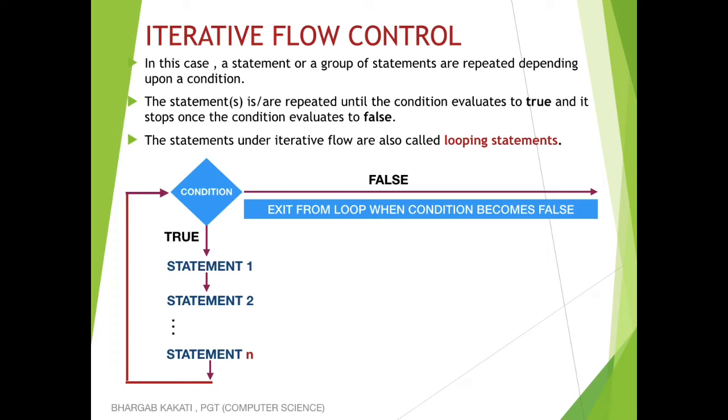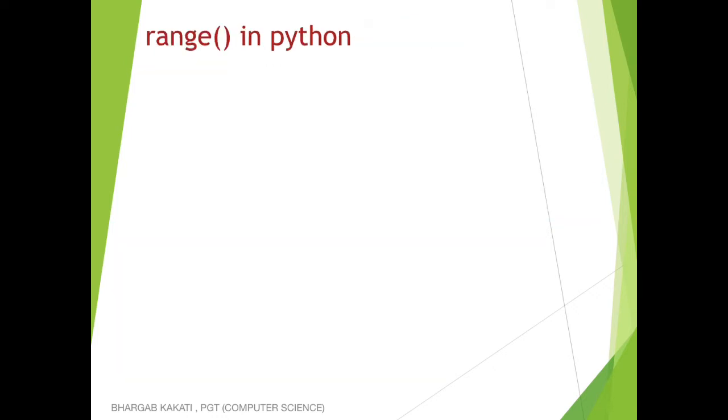It will exit from the loop when the condition becomes false, and the statements within it will no longer be executed. Remember, two cases: if the condition is true, the statements within that block will be executed, and at the end of the statements the condition is checked again. If it is still true, then those statements will be repeated, and a point will come when the condition will become false. As the condition becomes false, the loop will be exited.